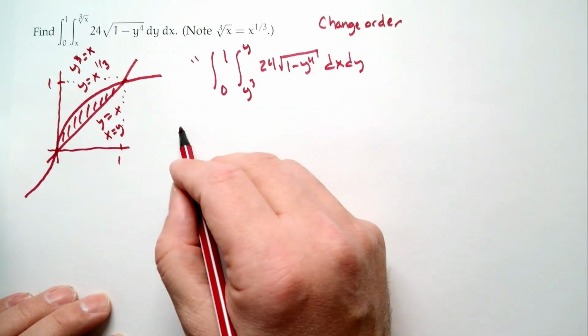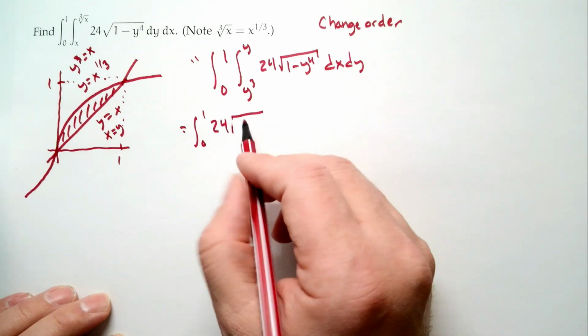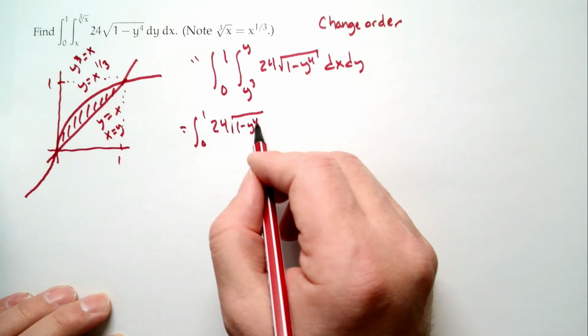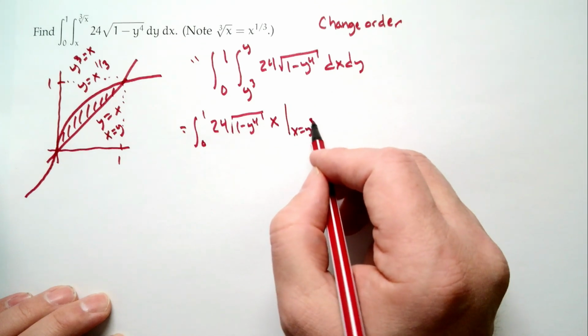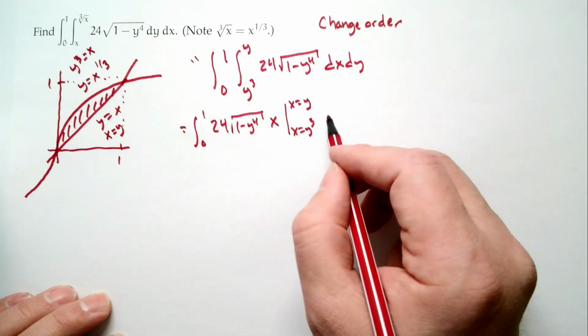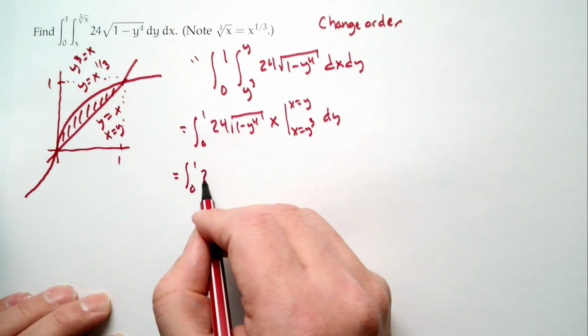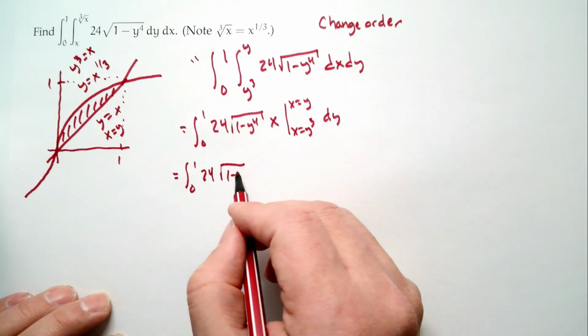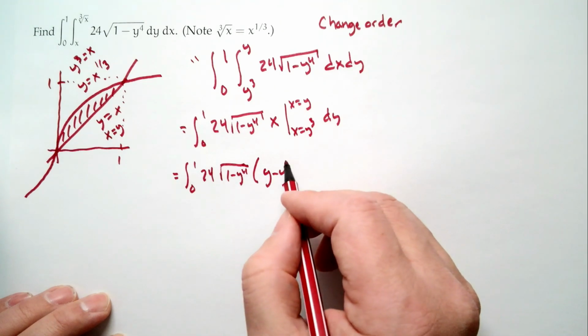So the nice thing is that this integral, at least the first stage, is fairly straightforward. 24 square root 1 minus y to the 4th. And then we have x, evaluated from x equals y cubed to x equals y, which is 24 square root of 1 minus y to the 4th. And then we have y minus y cubed.